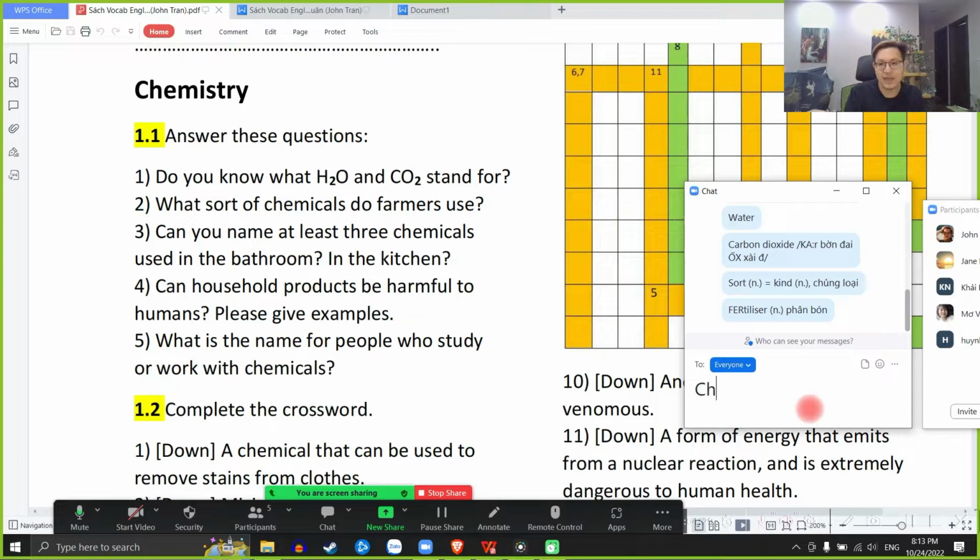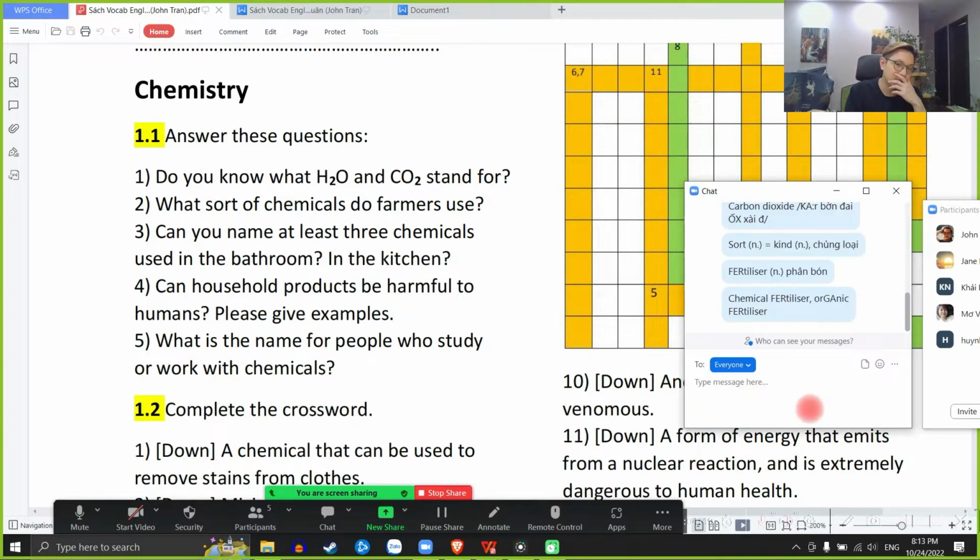We have chemical fertilizer. We have what else? Organic fertilizer. And what else? I think that's it. Natural fertilizer or organic fertilizer. And we have chemical fertilizers. What else do they use?